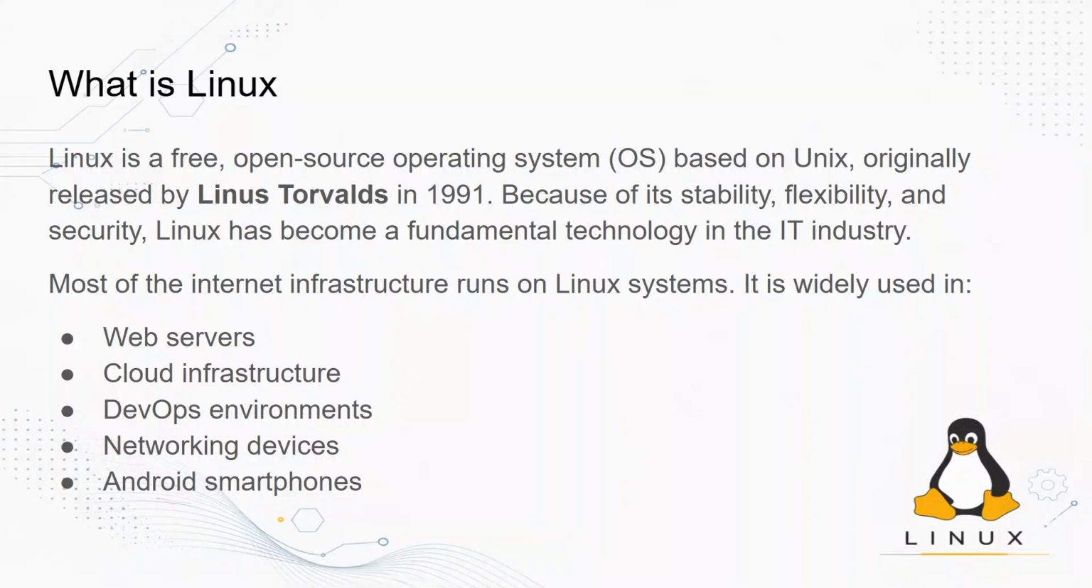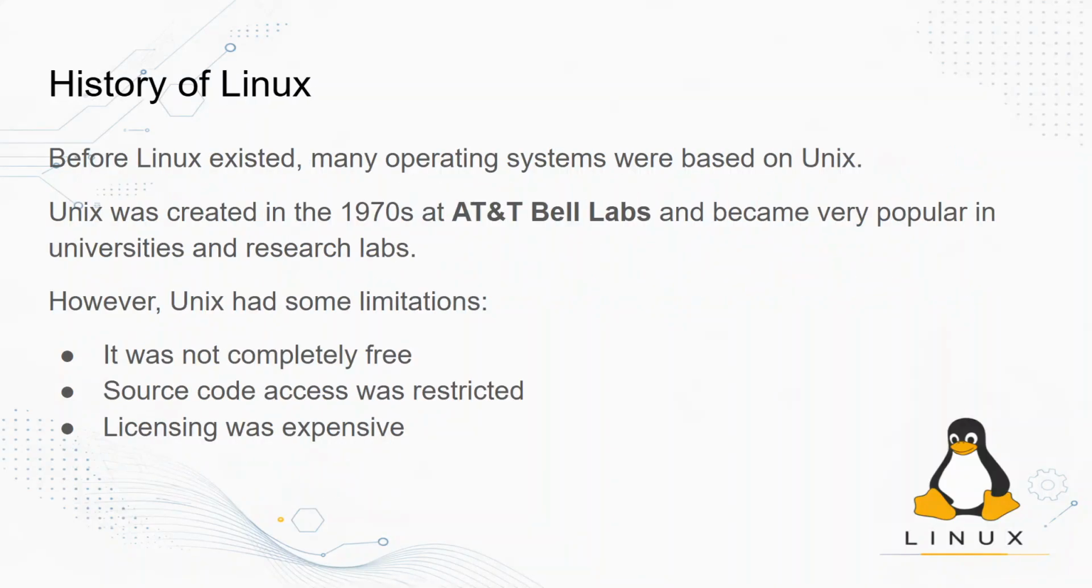Now let's move to the next part, the history of Linux, and how Linux was developed. Linux was not the first operating system. Before that, the Unix operating system was already there, created in 1970 at AT&T Bell Labs. But it had some limitations: it was not free. If somebody wanted to use the operating system, he or she had to pay, and the source code was not publicly available.